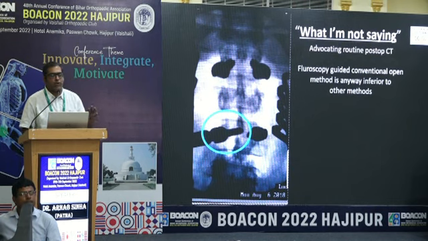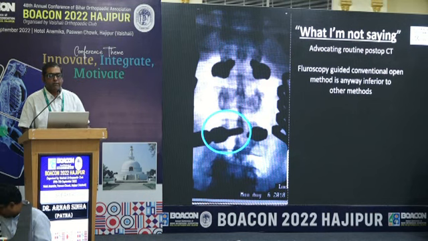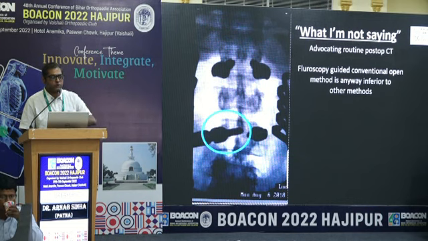I'm not advocating routine post-op CT in all cases. I'm not saying that fluoroscopy-guided conventional open method is inferior to other methods. That is not what I'm saying, because at the end of the day, these gadgets are going to help you understand where you are putting in the screw, and then we tend to forget that God has given us the greatest instrument, that is our hands.